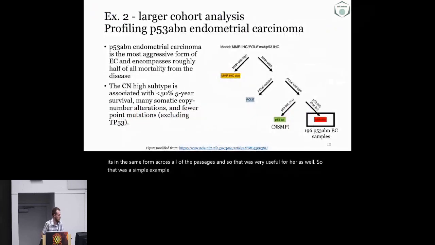So that was a simple example. Now onto a cohort level analysis. A brief note first about P53 abnormal endometrial carcinoma. That's the main subject of this study. That's one of the 4 that was identified several years ago in a few seminal papers that split endometrial carcinoma into molecular subgroups. One was MMR, another was POLE mutated, another was P53 normal, otherwise called no specific molecular profile, so it didn't have a molecular signature, and then P53 abnormal. P53 abnormal is the most aggressive form, and it encompasses roughly half of all mortality from the disease. And so that's why they wanted to study it, and they sequenced 196 samples using shallow whole genome sequencing.